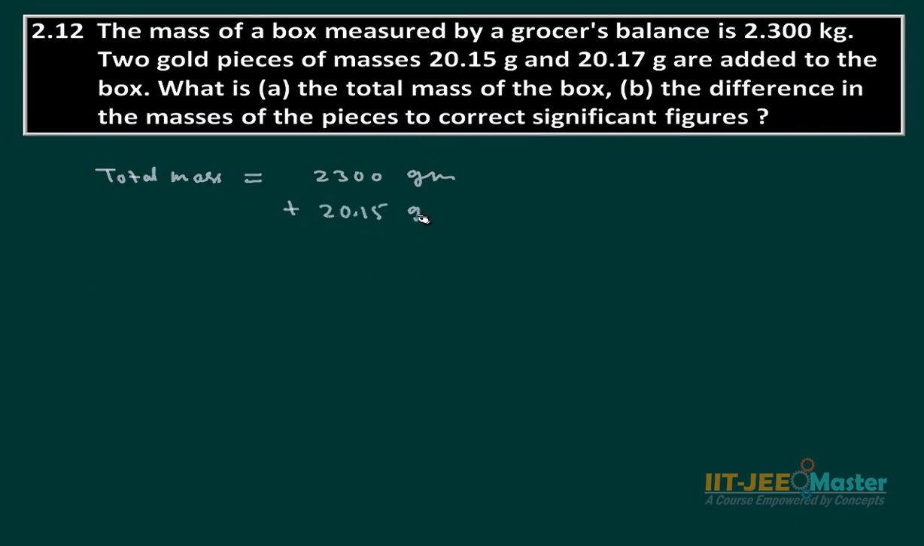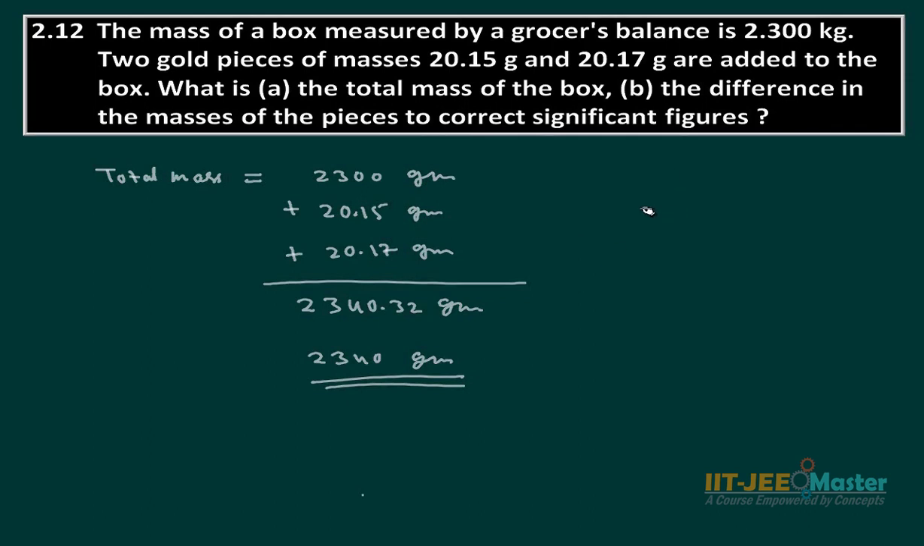plus 20.15 gram plus 20.17 gram. The answer will be 2340.32 gram. But the number of places after the decimal point here is 0. Here there are 2 digits after the decimal point, so we can use only 2, 3, 4.